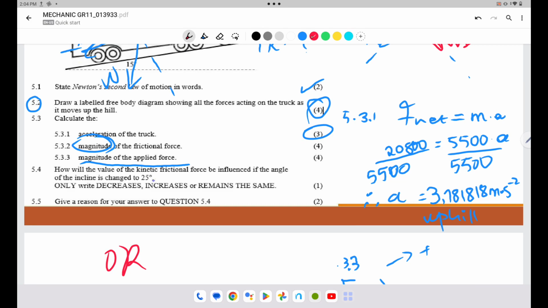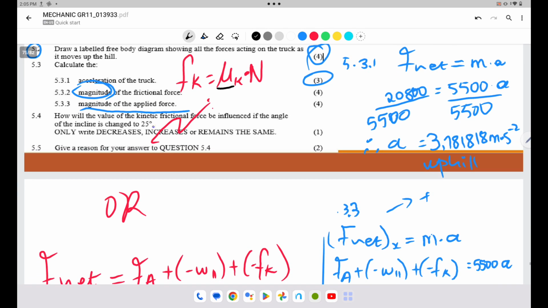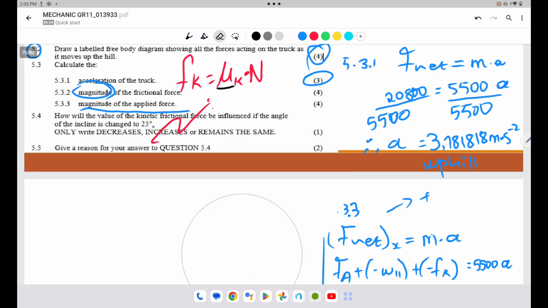If you want to know how it will be affected, you go back to the equation for calculating the kinetic frictional force. So Fk is equal to mu k multiplied by the normal. Question is, if they increase the angle of inclination, does mu k change? The answer is no, because mu k only depends on the type of material. So this will remain constant. Does the normal change? That is something that we can actually check. So I'm going to check if the normal does indeed change.